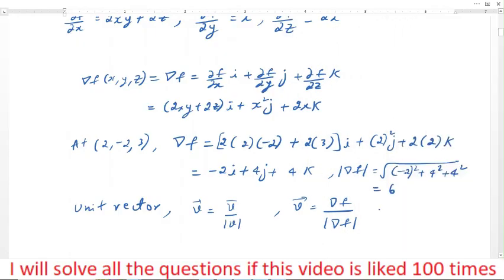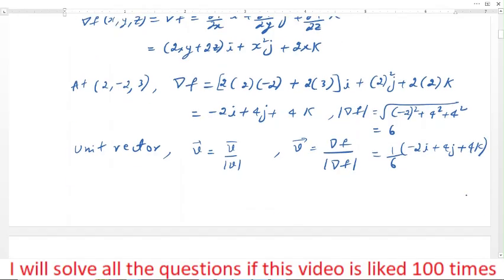This is equal to 6. So therefore, we get this as 1 by 6 times (minus 2i plus 4j plus 4k). When you simplify this, we get the unit vector v bar equal to 2 by 6, which is 1 by 3, minus 1 by 3 i, plus 2 by 3 j plus 2 by 3 k. This is what we have as the answer.